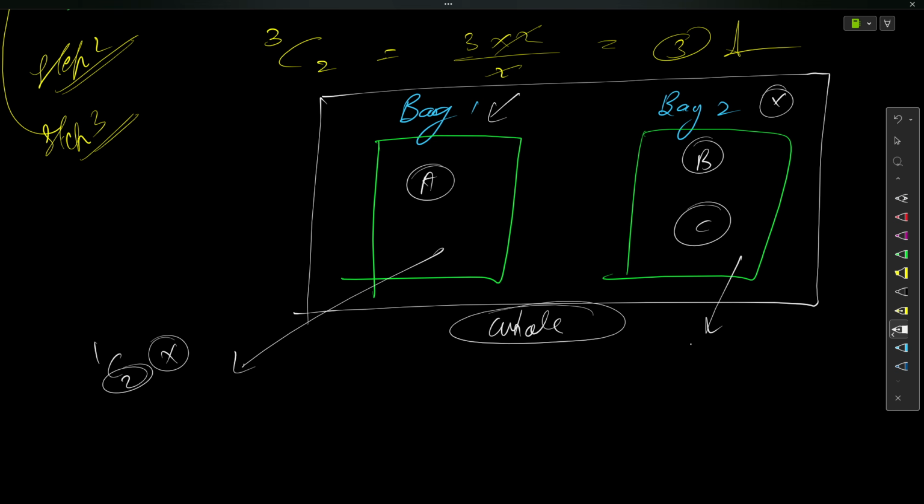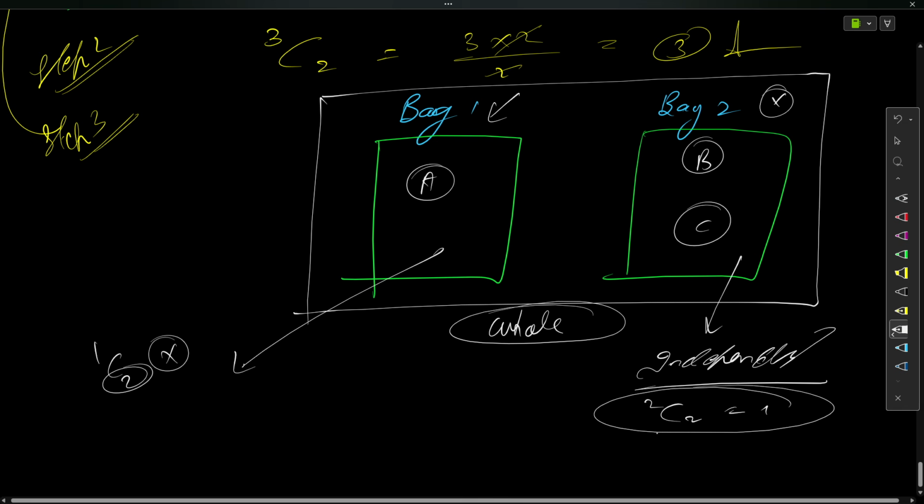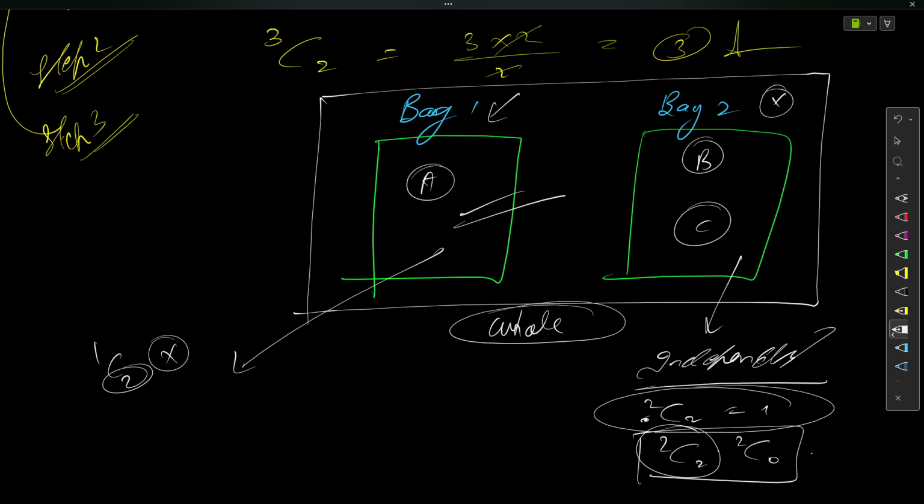Now, if I look at bag 2, in the same way as bag 1, seeing it independently, I will see 2C2. So there is a single combination possible on this side. At the time when I'm doing 2C2, I am multiplying by the 0 choose 2 from bag 1, because I'm neglecting that side and just focusing on this side. So this will give us a single combination.